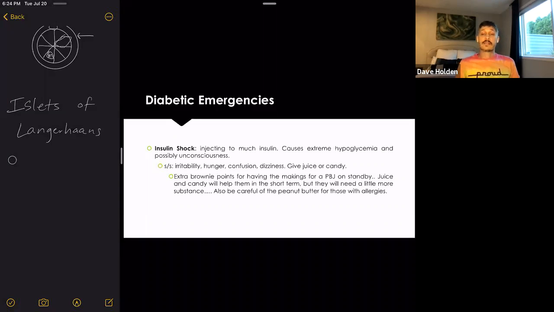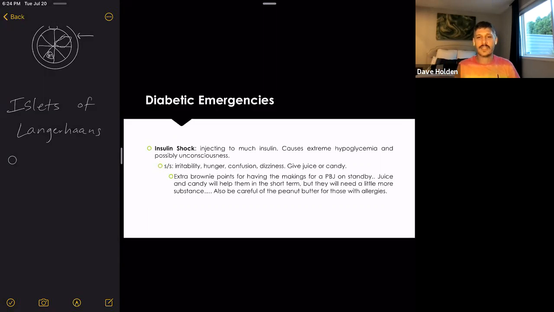Another diabetic emergency is insulin shock. So this is the opposite, right? This is way too much insulin is released. Sometimes this can happen if you inject yourself with too much insulin by mistake. Sometimes this can be done on purpose by vengeful ex-wives. I'm kidding.